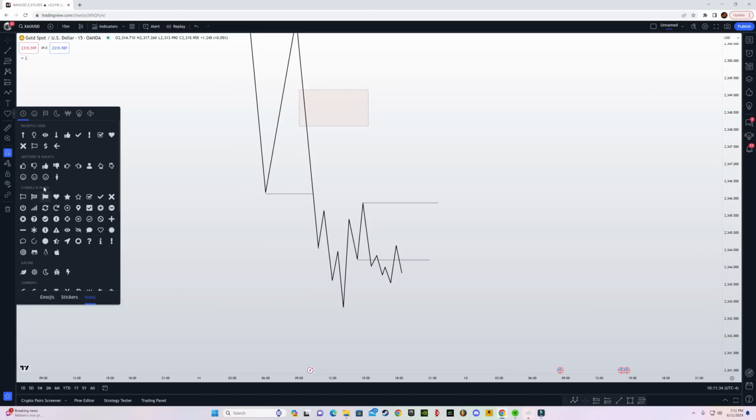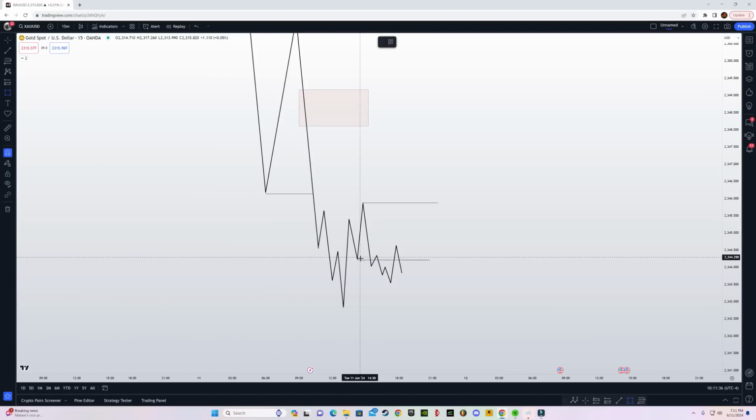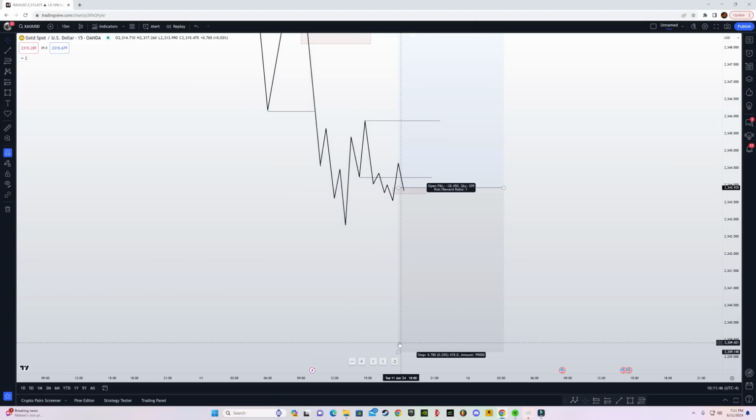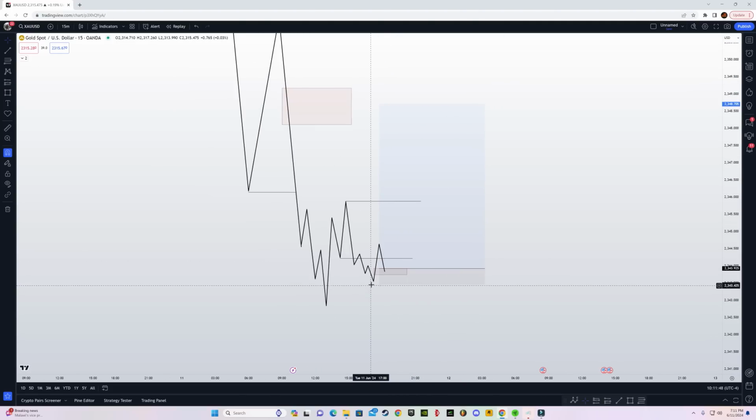Finally, after we get a market structure shift on the 5-minute time frame, after a 1 hour A, B, C, D liquidity sweep, we are looking to take our entry from the fair value gap. And we are going long just around here, putting our stop right below the low, and we are targeting this high over here.